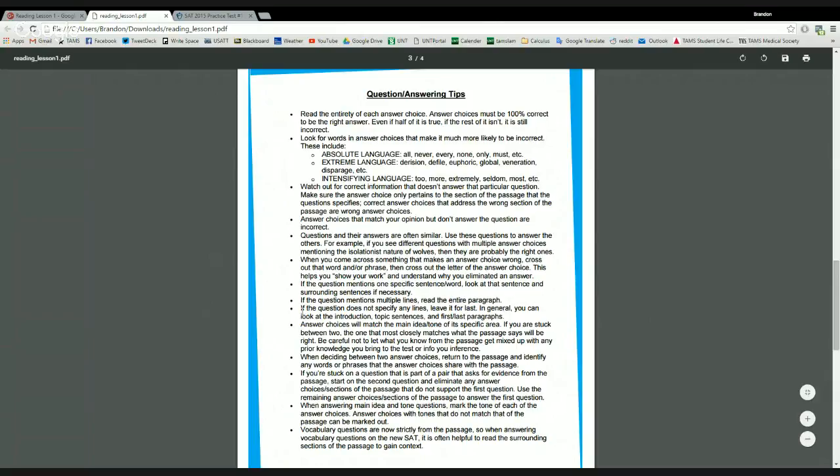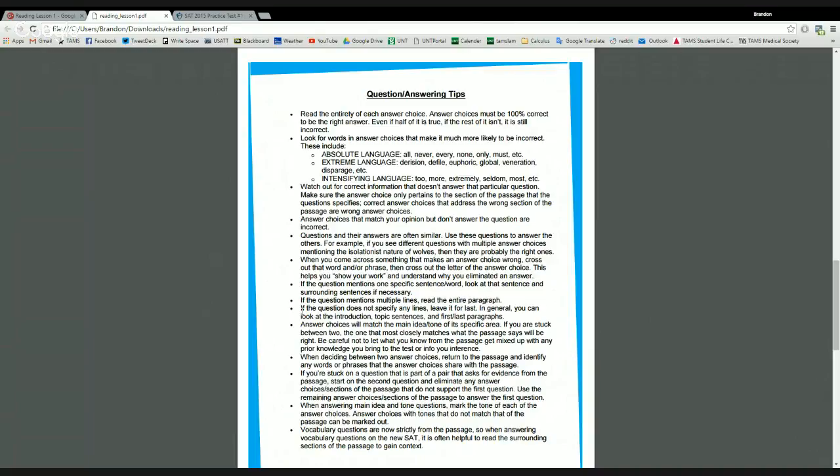If the question does not mention or specify any lines, leave it for last. In general, you can look at the introduction, topic sentences, and first or last paragraphs to get these.